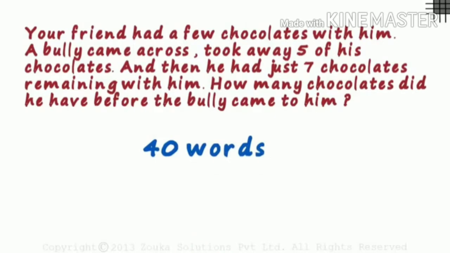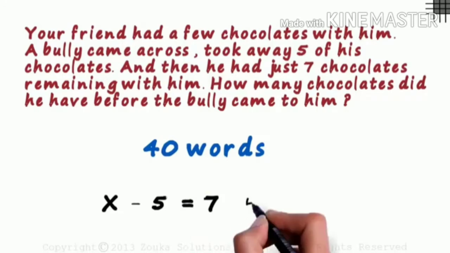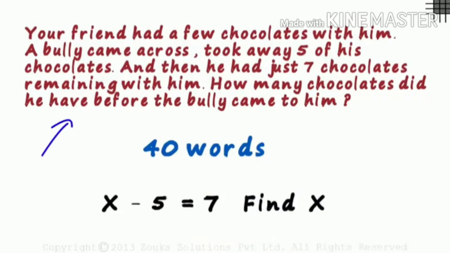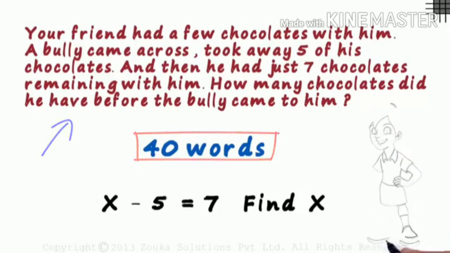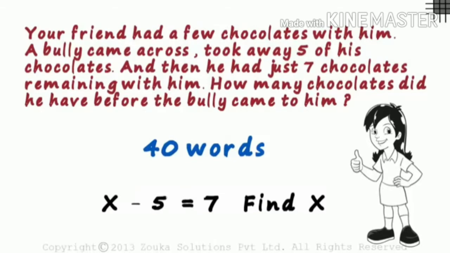It means if I take a variable x and I write x be the chocolates your friend has, and how many were taken away? 5. It means x minus 5, and how many does he have? He has 7. x minus 5 equals 7, and find x. If we can find x here, we can find the number of chocolates your friend has. It means it is the simplest way by using the variable. This is the other answer, and I hope you are satisfied why we are using variables.